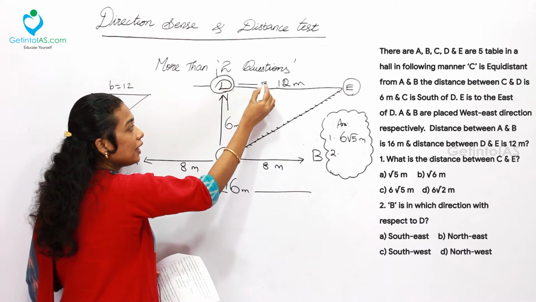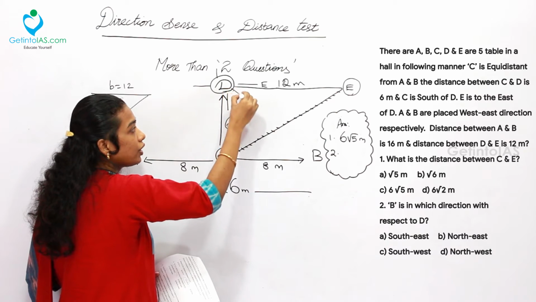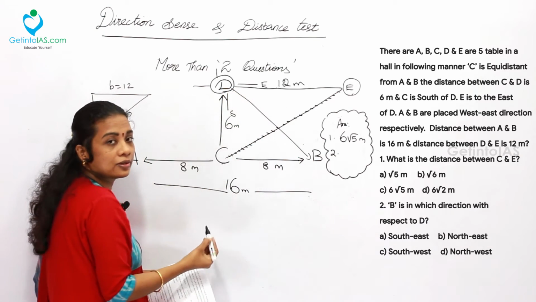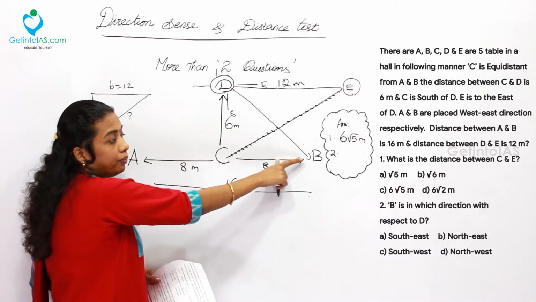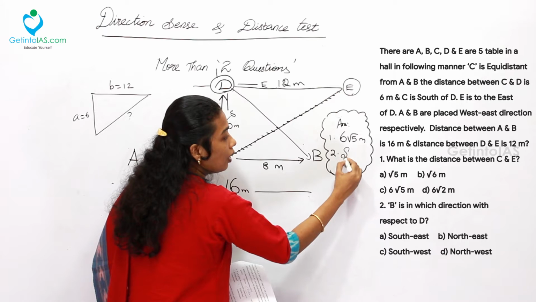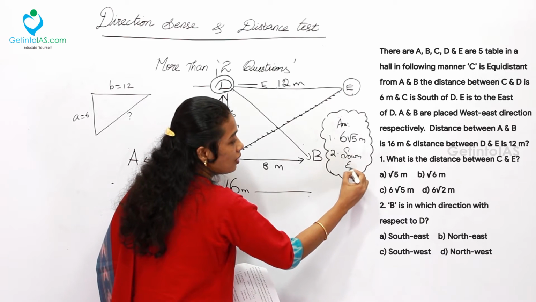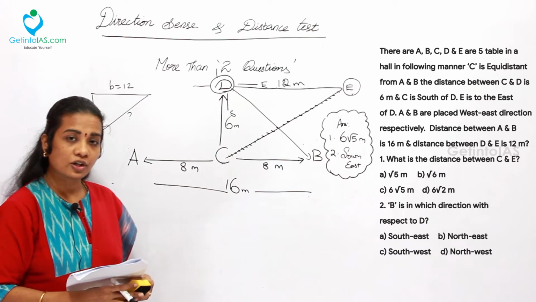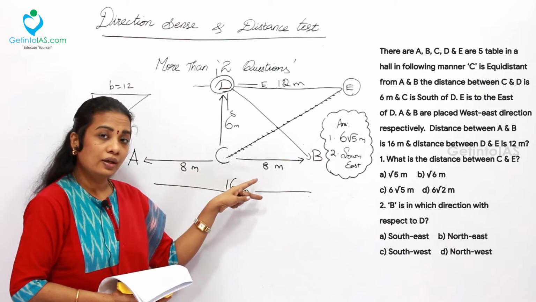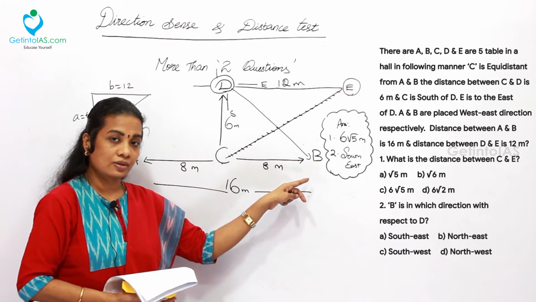This is what? East and this is south. From this I am marking the line D to B. South and east is the midpoint of B's direction. So southeast is the answer. Answer for the second question is southeast. Option A, southeast. So while solving these questions, you can answer the two questions.